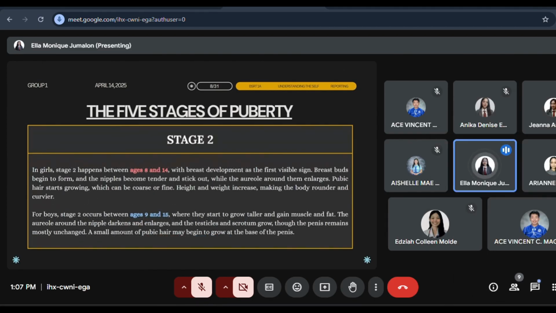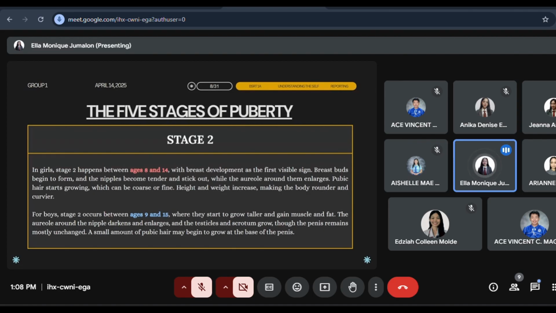In girls, stage 2 usually happens between the ages of 8 and 14. The first visible sign is breast development. Breast buds begin to form, and the nipples may feel tender and start to stick out. The area around the nipple, called the areola, becomes larger. Around this time, some girls may also start to grow pubic hair, which can be coarse and curly or fine and straight. Height and weight begin to increase, and the body starts to look rounder and curvier.